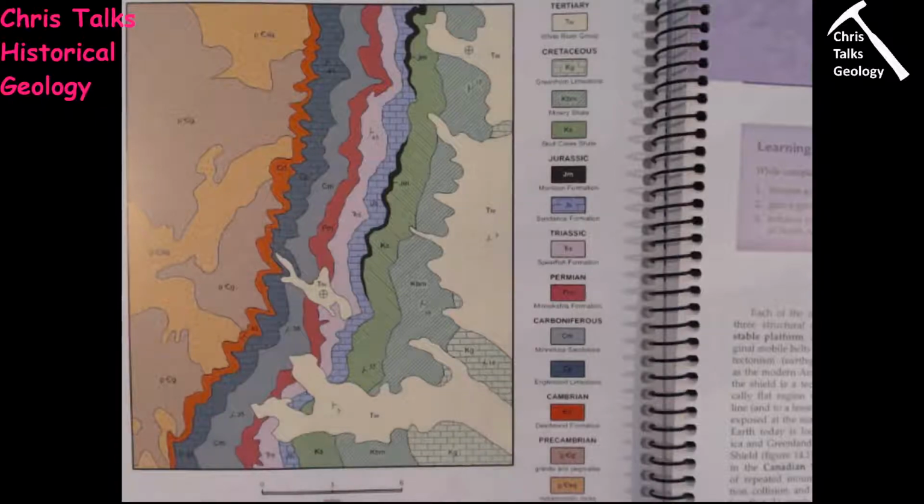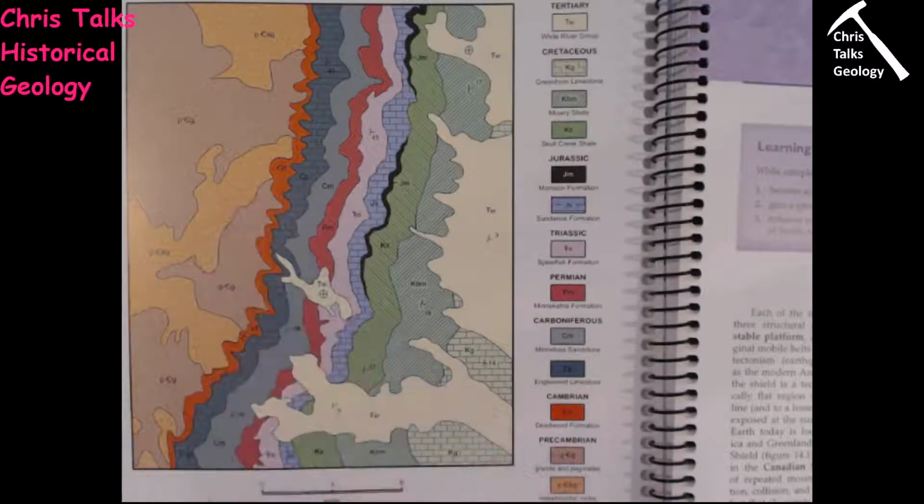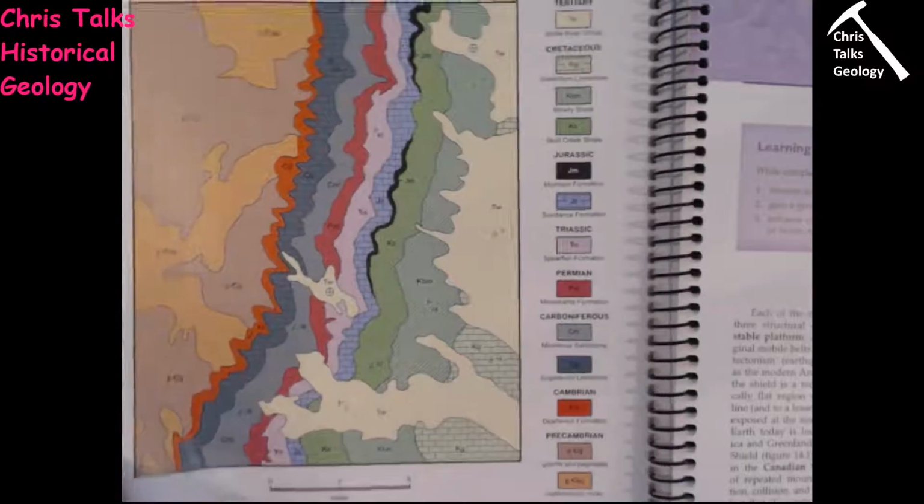So the obvious question is, what is the type of contact we have there? Well, I'm going to tell you now, it's unconformable. And it's an unconformable contact where you have sedimentary rocks in contact with older, igneous, and metamorphic rocks. Okay, so you will have to work out what type of unconformity that is.